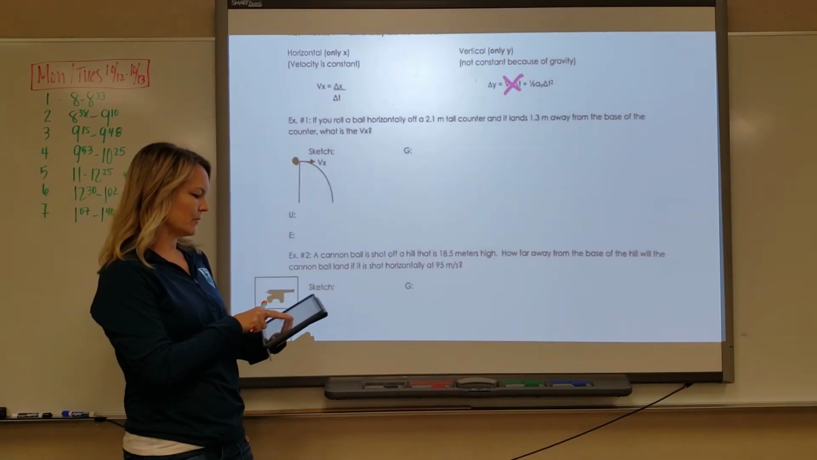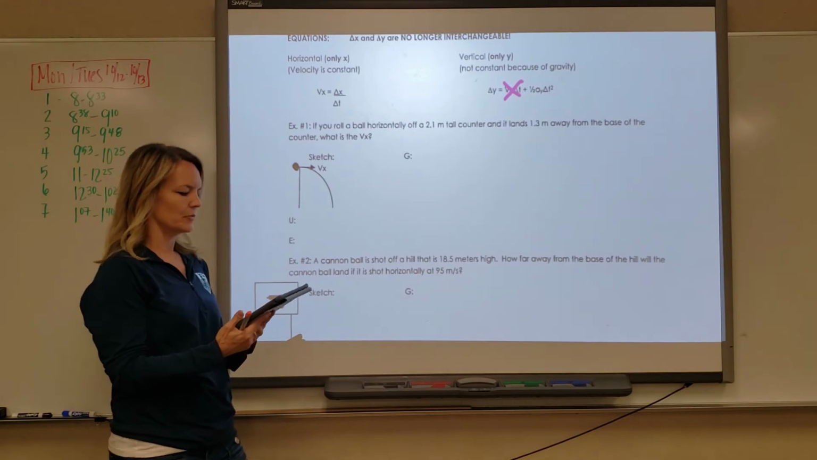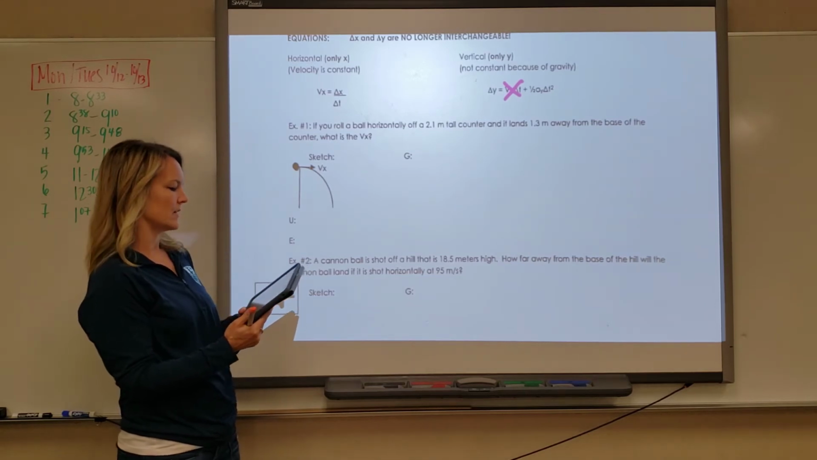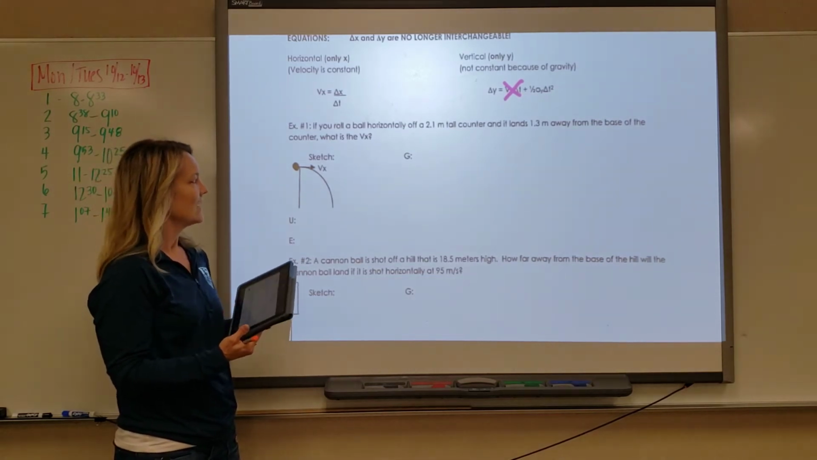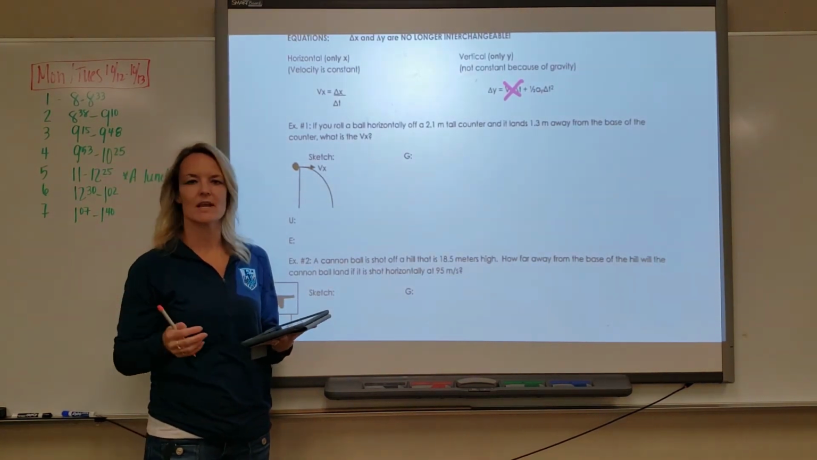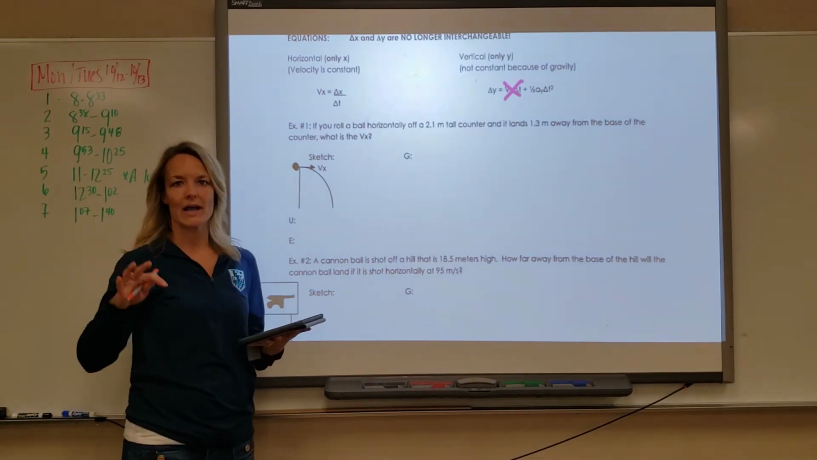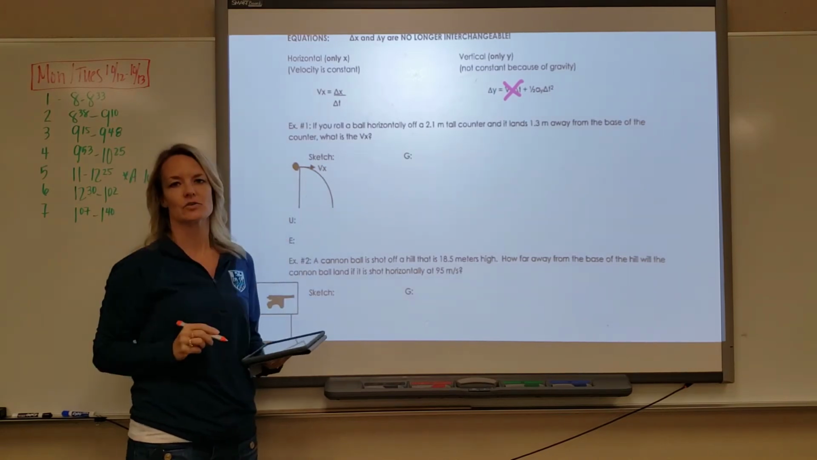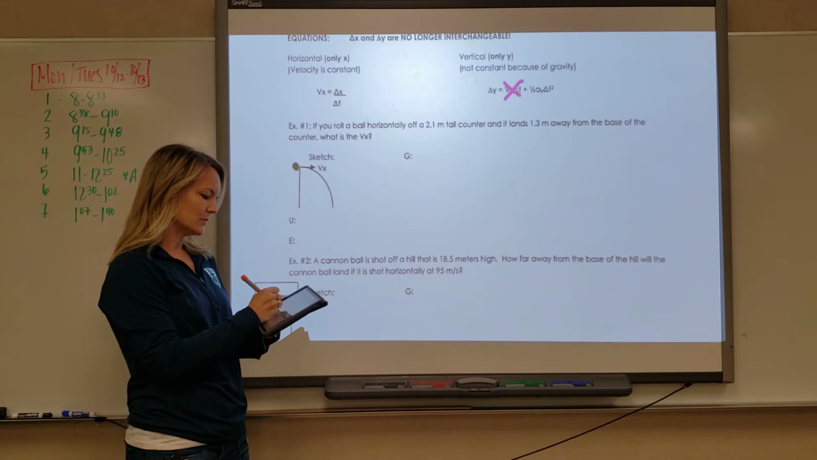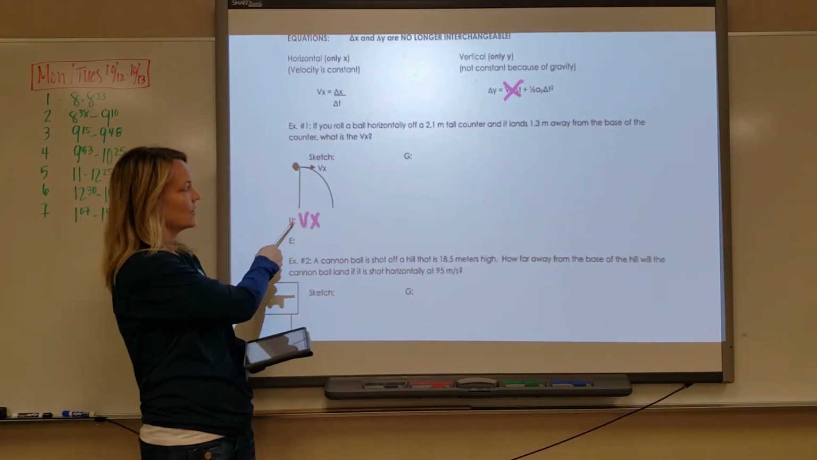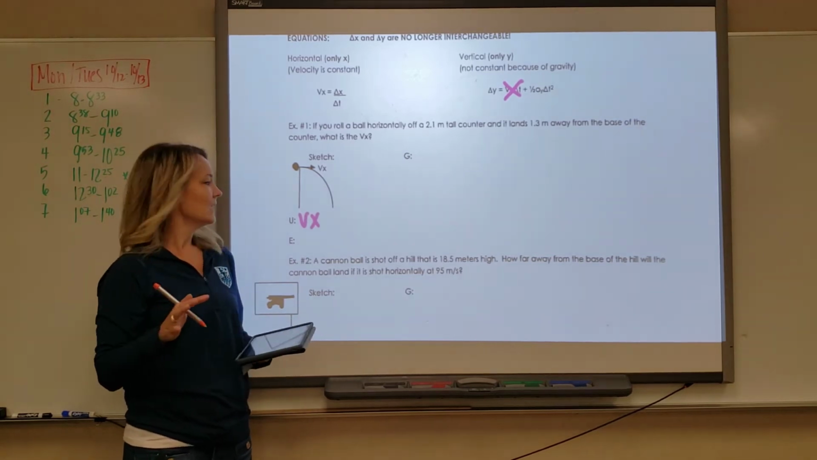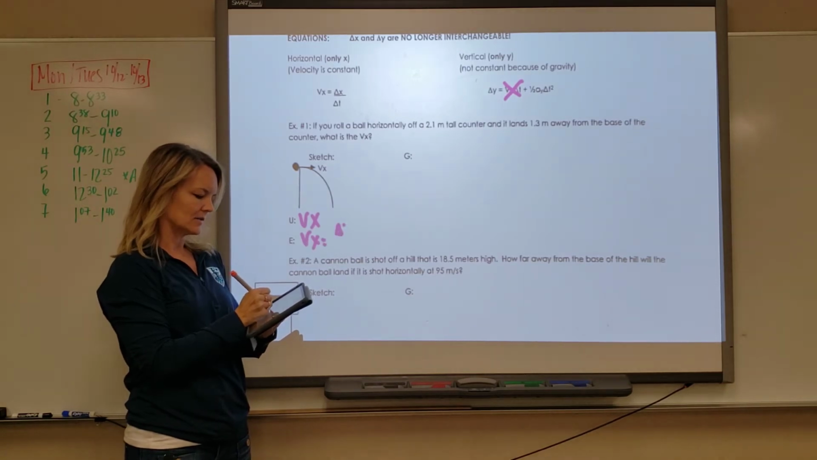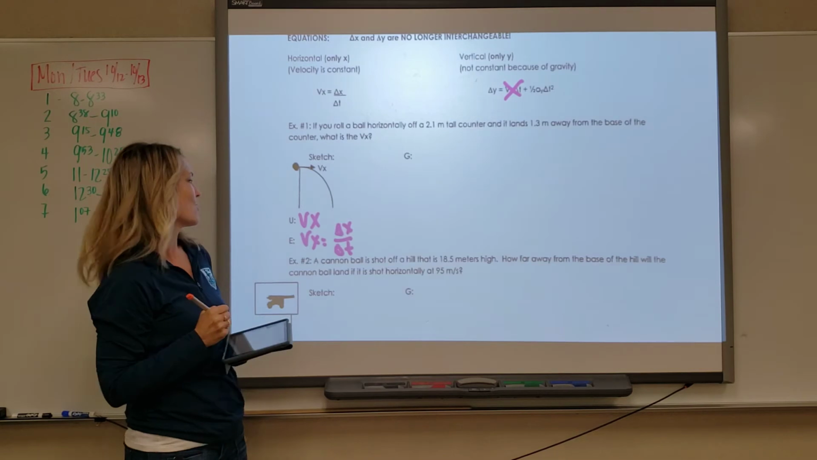All right, for example number 1, if you roll a ball horizontally off of a 2.1 meter tall counter and it lands 1.3 meters away from the base of the counter, what is the Vx? So first thing, and I'm going to show you an example of this towards the end of the lecture, we have little ramps that cause marbles to get a push in the x direction. That push, the velocity in the x direction, is Vx. In this case, that is what it's asking us to solve for, so that is our unknown. The only equation with Vx in it is that one right there. So that is going to have to be the equation that we use to solve for Vx.